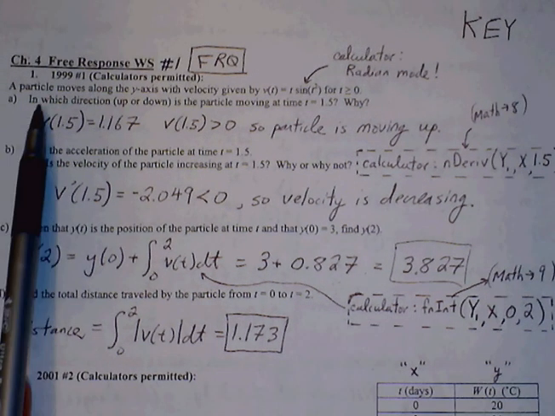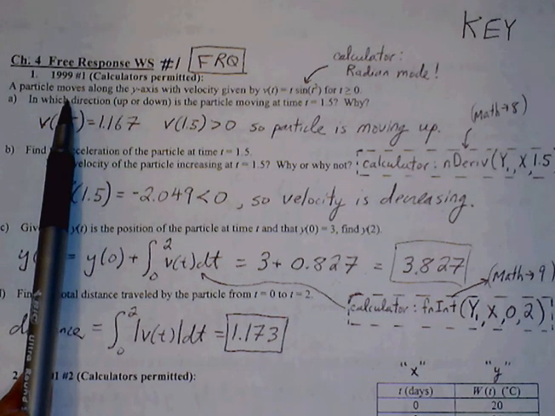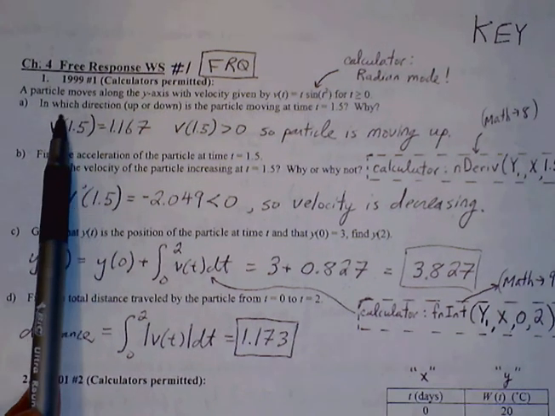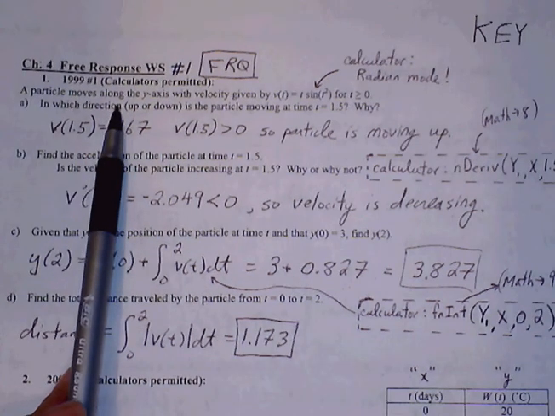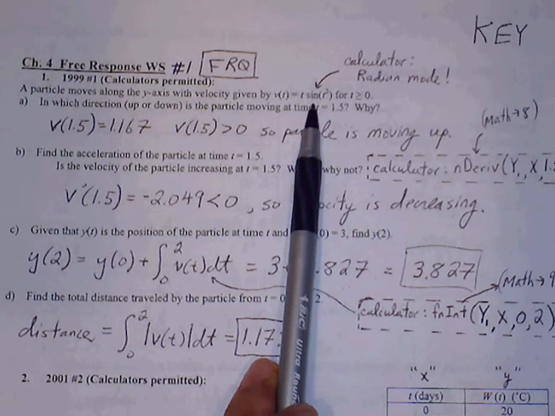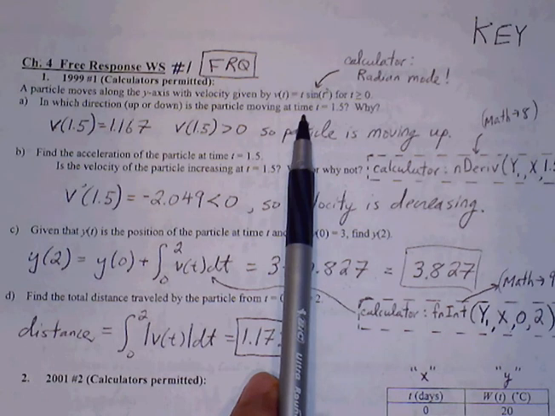All right, this is Chapter 4, Review Worksheet number 1. Let's look at the first free response question here. It says a particle moves along the y-axis with velocity given by v of t is equal to t sine of t squared for t is greater than 0. In which direction is the particle moving at time t is equal to 1.5?